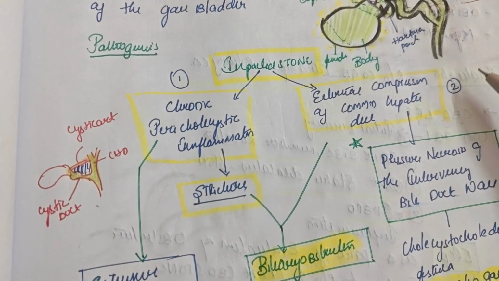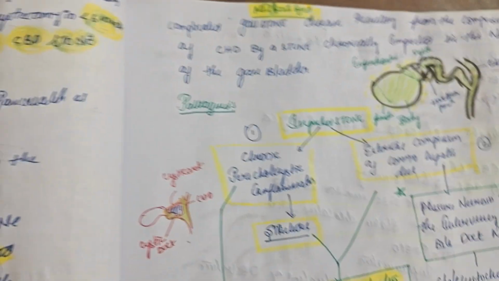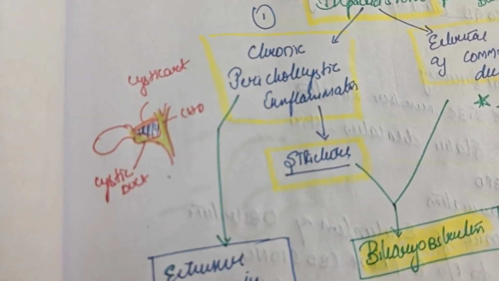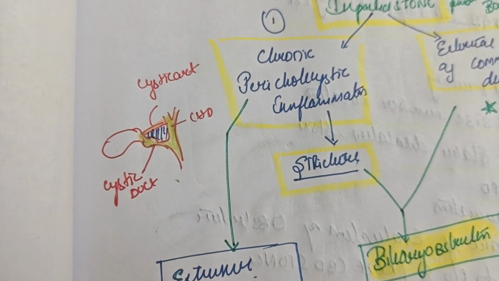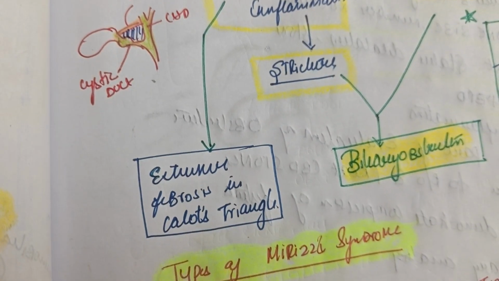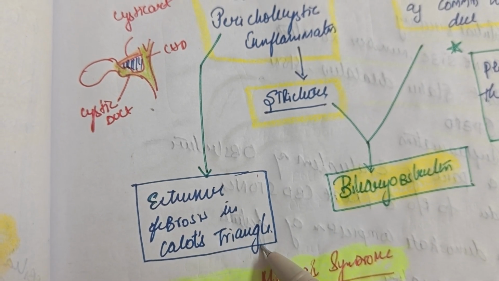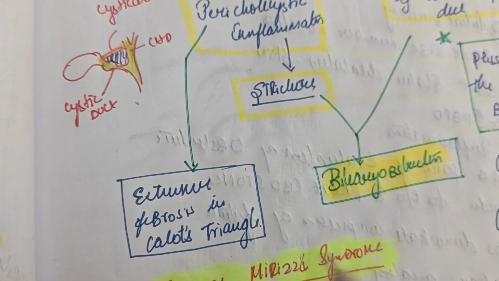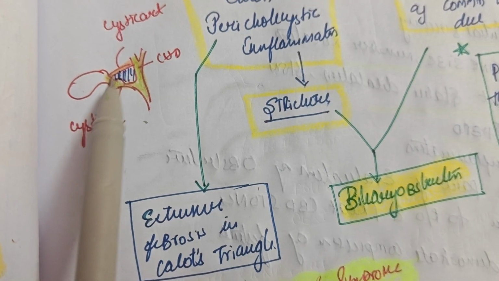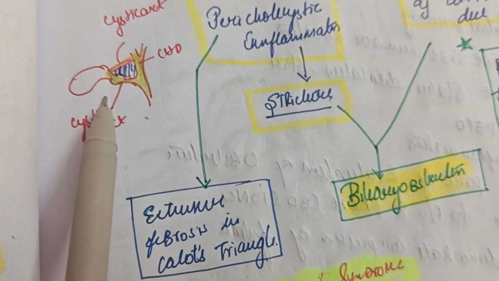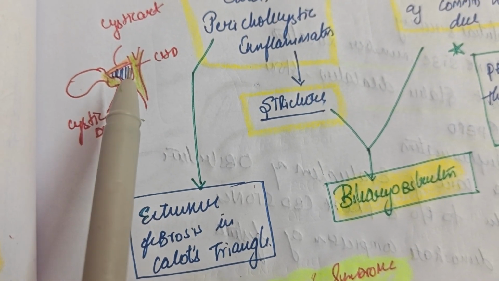Now, if a patient has inflammation here, there will be a problem. What happens? This is the gallbladder. This is the common hepatic duct, right? This is the cystic duct. This is the cystic artery. And you have a triangle known as Calot's triangle. There is extensive fibrosis in Calot's triangle. Why? Because there is inflammation around the gallbladder. This inflammation leads to fibrosis of the triangle. So this is the fibrosis in Calot's triangle. That's what you need to understand.